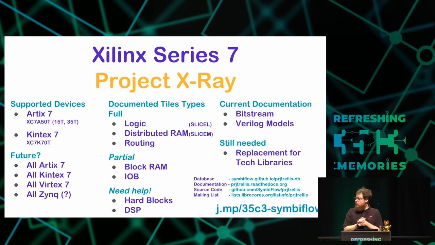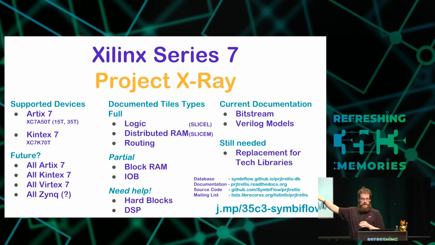And very recently, like a week ago, some Xilinx stuff started landing. Our goal is to support all of the Series 7 parts: the Artix 7, the Kintex 7, the Virtex 7, all the Xilinx parts with a Series 7 style fabric. We already have complete documentation for all the bits in the CLBs or logic tiles, the distributed RAM, and pretty much all of the routing. We have partial documentation for block RAMs and just recently IOBs. We still have no documentation for any of the hard blocks or the DSPs. We also don't have very good Verilog models for any of these yet.